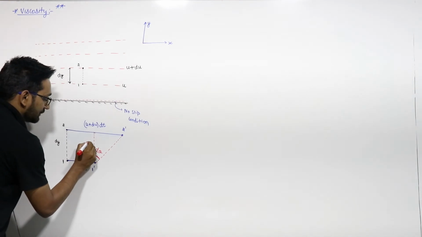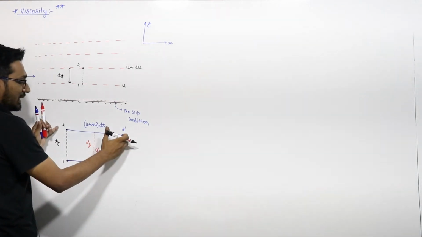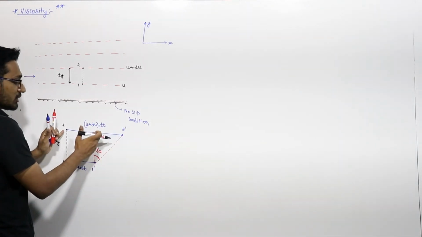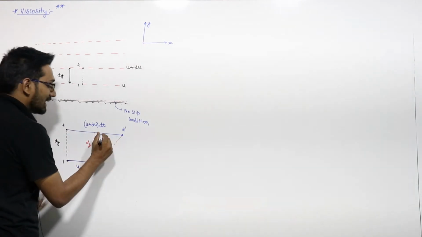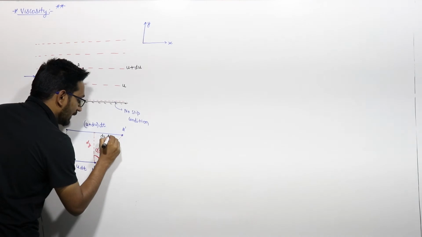So how much is this distance? This is dy. How much is this distance? This complete is u plus du into dt. This is u into dt. So this is also u into dt. So how much is left? du into dt.